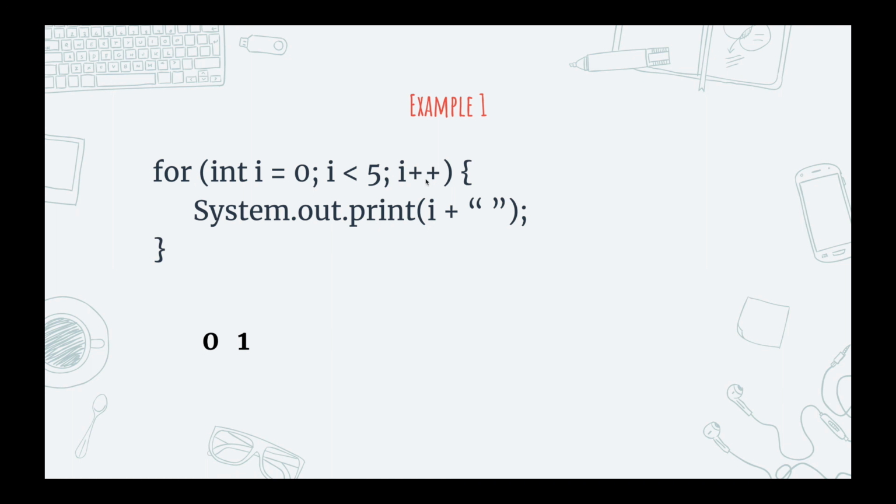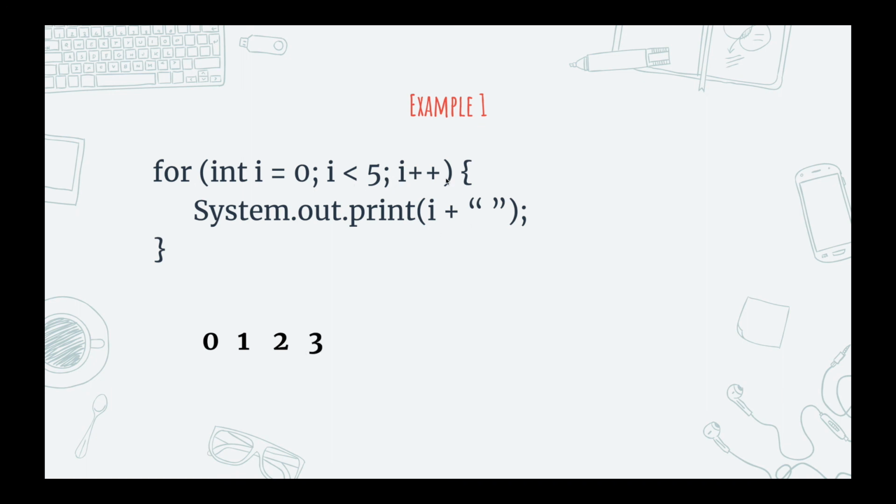i is no longer 1. i is now 2. Is 2 less than 5? Yes, 2 is in fact less than 5. So it prints out 2, and then it increments it again. 3 is in fact less than 5, goes back to the Boolean expression, so it prints out 3.